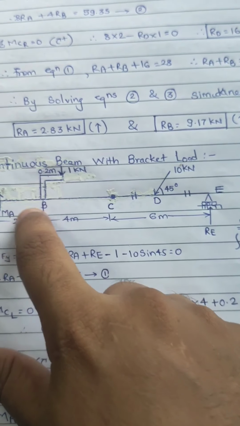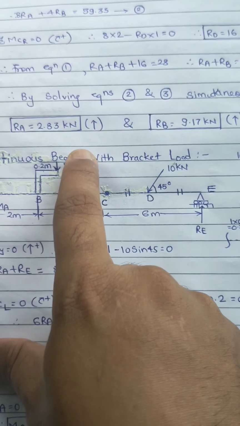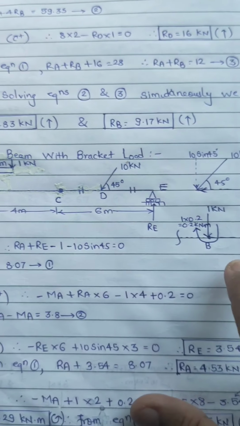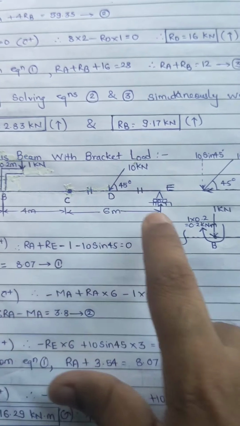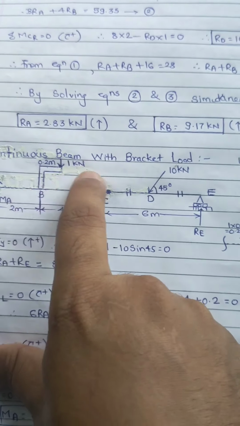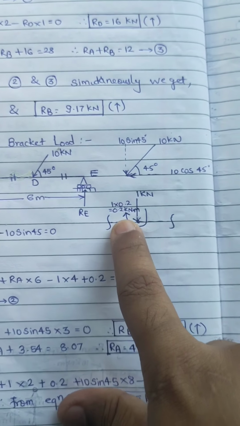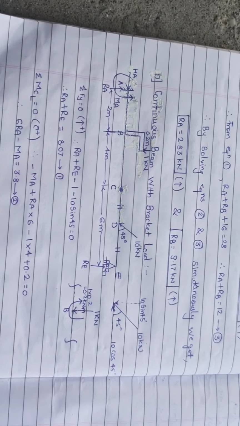And this bracket generates two types of loads: one is a vertical downward load of 1 kilonewton, exactly the same value, and then it will give a clockwise moment of 1 into 0.2, that is again 0.2 kilonewton meters. So this way I'll just give you a look, see.